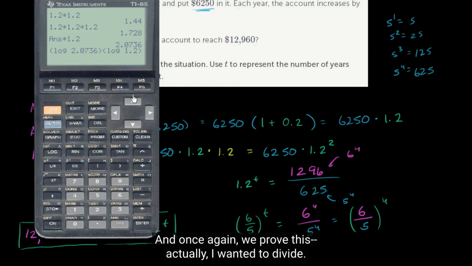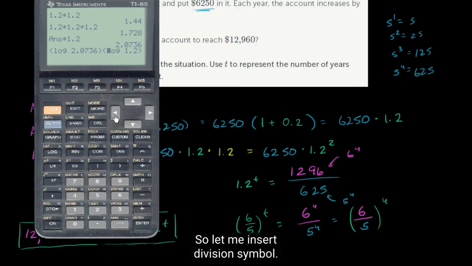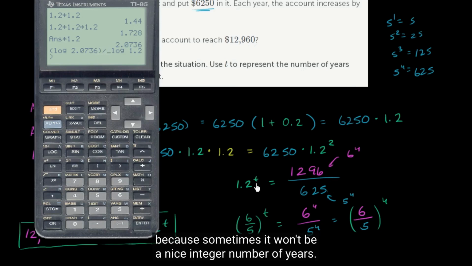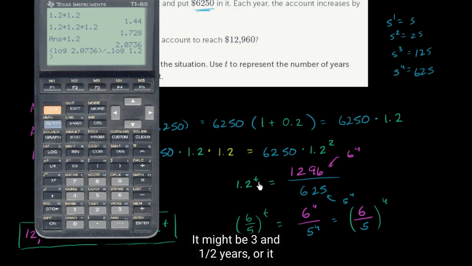Actually, I wanted to divide, so let me insert a division symbol. Once again, it might look like a little voodoo right here. We prove it in other videos, but if you wanted to use the calculator to calculate things like this, because sometimes it won't be a nice integer number of years, it might be 3.5 years, or it might be 7.1234 years, whatever it might be, this will give you a more precise answer.